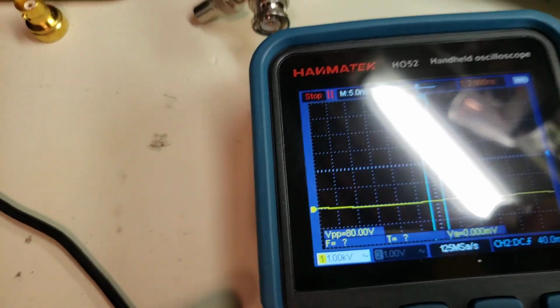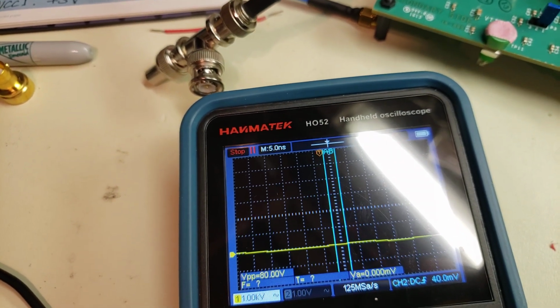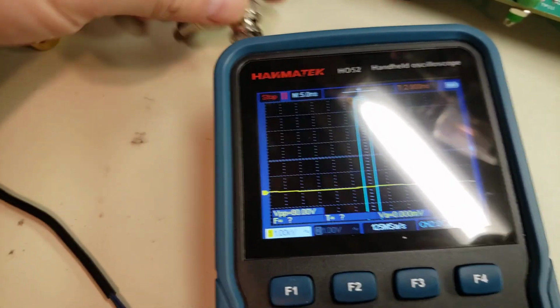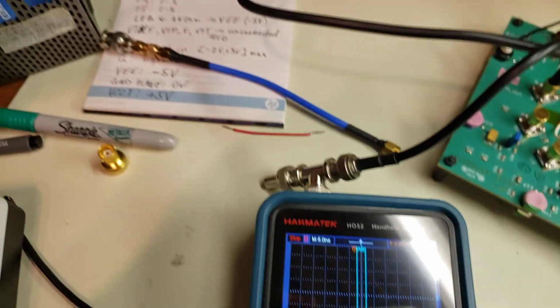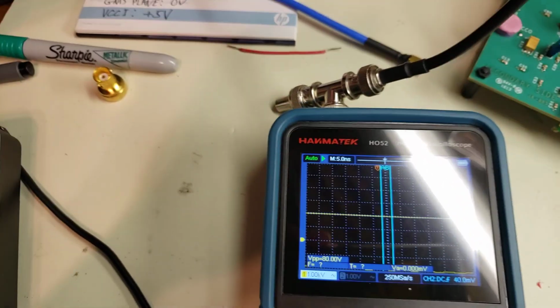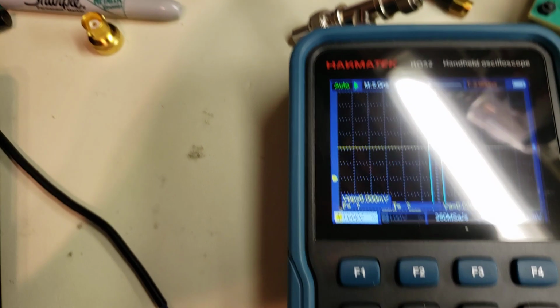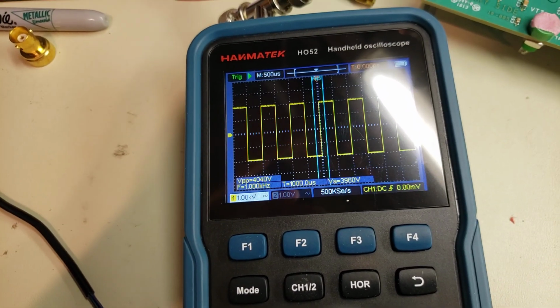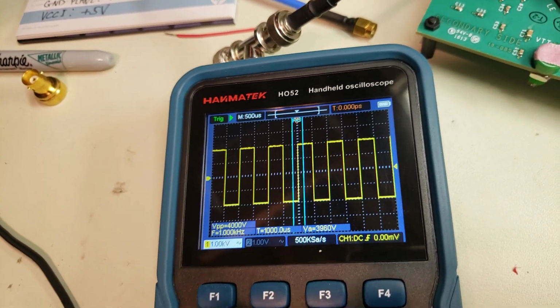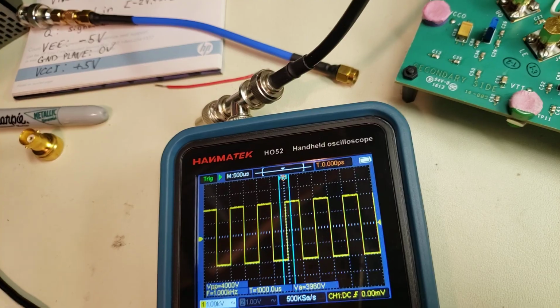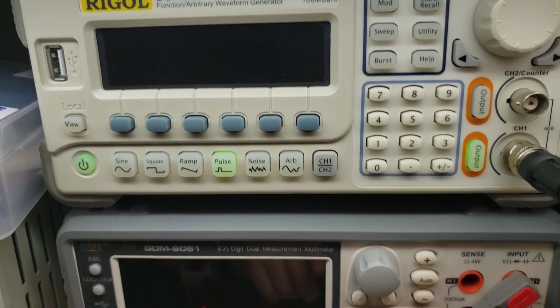So this is the Hantek HO52. I'll try to connect it. Okay, so this is paused now. Let's try auto set, see what it does. Okay, so we got the pulse. It's 1 kilohertz, coming from my signal generator.